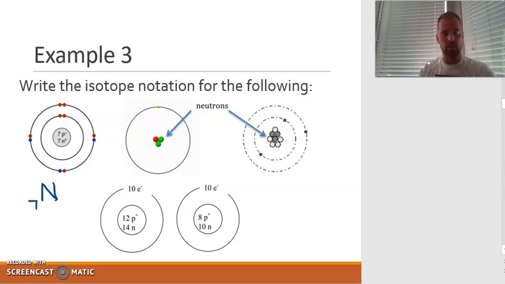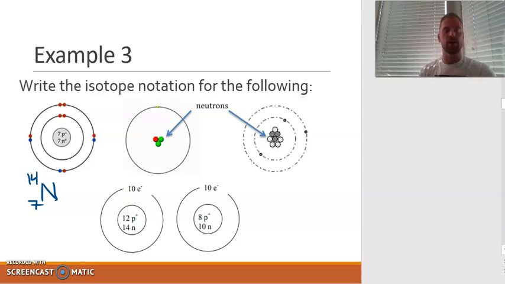And the atomic number goes on the bottom. Now don't assume that we're looking at a regular nitrogen atom. I have to look at what information it's giving me. This particular atom here has 7 protons and 7 neutrons. So together, it has a mass number of 14.